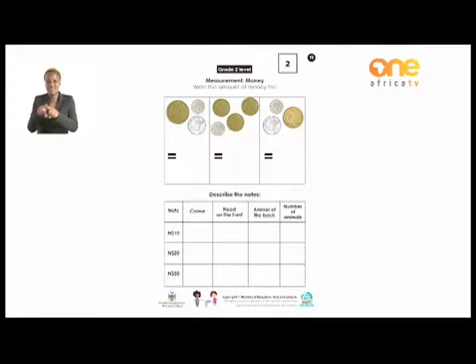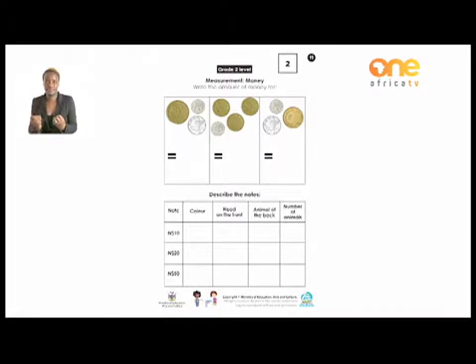What color is the $20 note? Whose head is on the $20 note? The animal at the back. You have to name for me the animal at the back, whether it's a zebra, or a kudu, or a chicken, and so on. You have to name for me the animal that is on the back of the notes, as well as the number of animals. How many animals are there? Is it only one, or are there more than one animal?